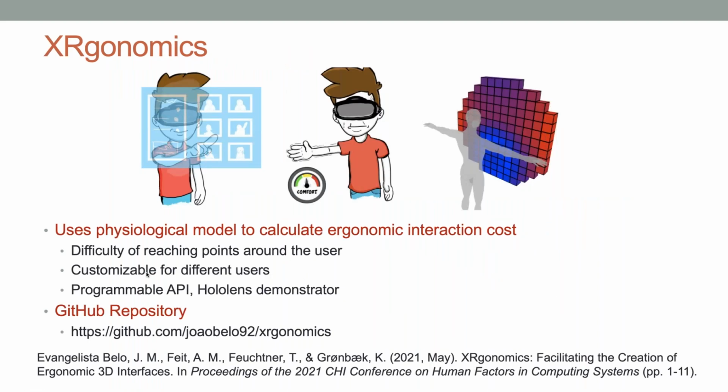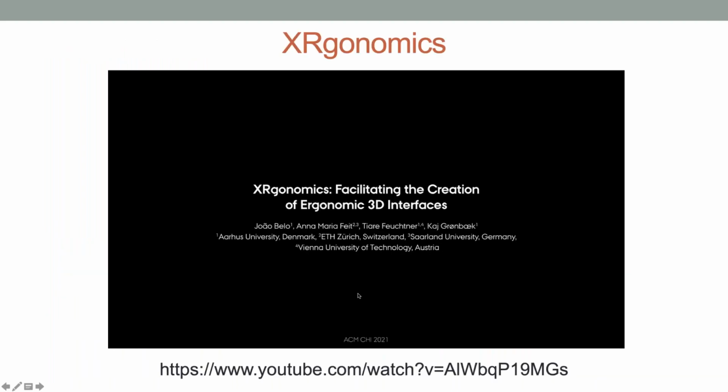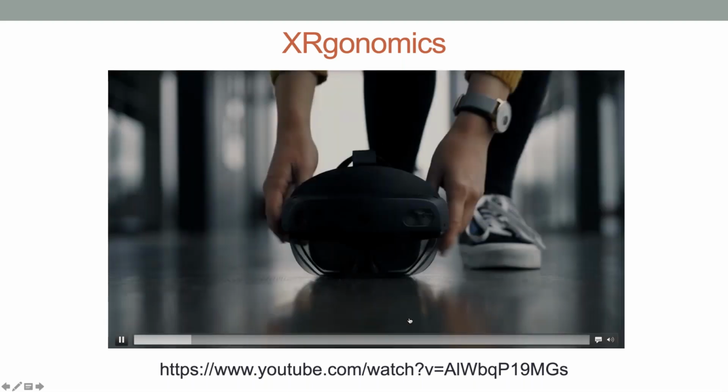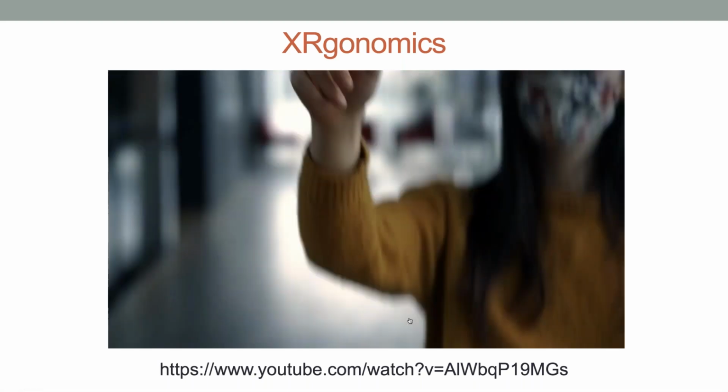There's a really interesting piece of software that was just released this year called Exergonomics, and the idea is it uses a physiological model to calculate the ergonomic interaction cost of reaching certain places around the body. So this allows you to model the fatigue or how much effort will be involved to select certain regions around your body and know where you should put the interface elements. This is actually an open source tool, there's a repository there, and here's a little video of the system working.